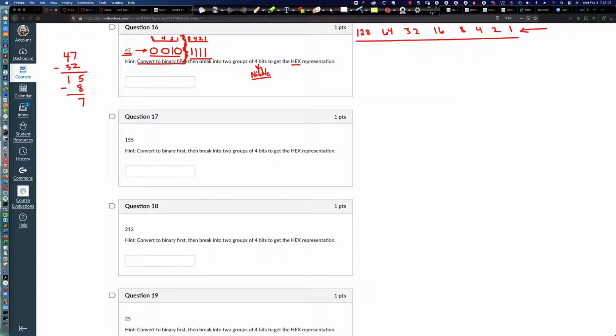So now all I need to do is convert to hex. Well, remember, with hex, 0 through 9, that's easy, right? Because 0 in decimal would be 0 in hexadecimal, and 9 in decimal would be 9 in hexadecimal. It's when we get to 10, 11, 12, 13, 14, and 15, which is where things can get a little bit tricky.